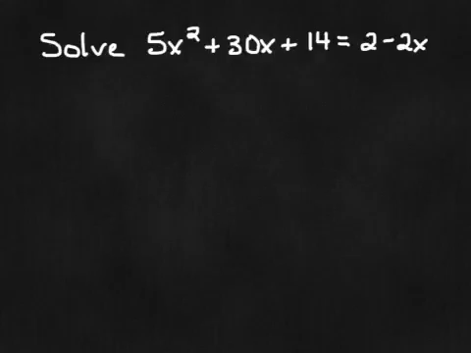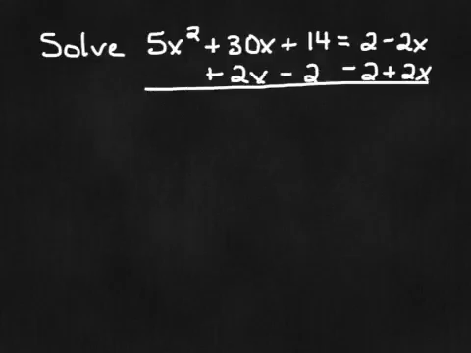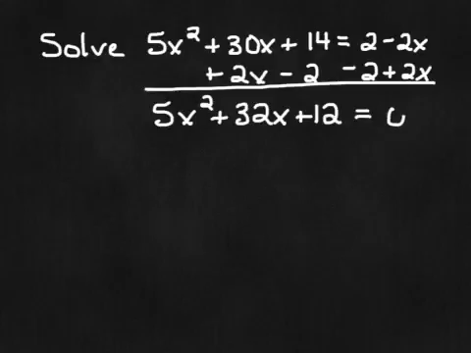So before I do anything here, I'm going to need to subtract 2 and add 2x, so I can bring those over to the other side. Let's actually put them by the things we'll combine them with. So 5x squared plus 32x plus 12 equals 0.